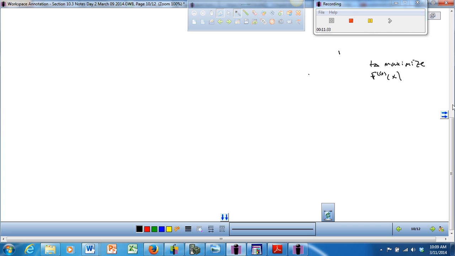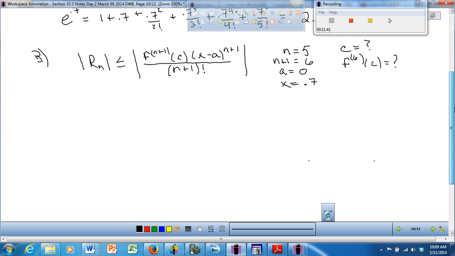So now we want to go and figure these out. I'm going back. I just had to get rid of it. Okay. If I need the 6th derivative, then I need to know what f of x is. What is f of x? e to the x. That's the function we are using. And that's very nice, because what's the 6th derivative of e to the x?